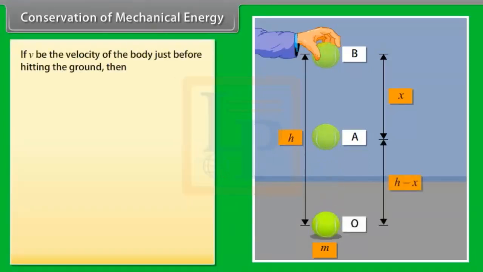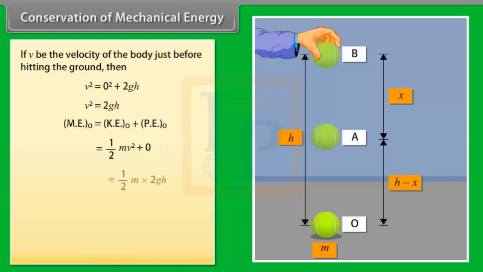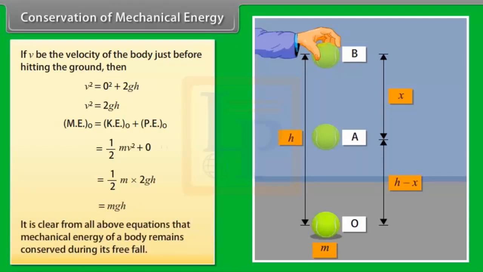If v is the velocity of the body just before hitting the ground, then v square is equal to 2gh. Here, mechanical energy of the body at O is equal to kinetic energy of the body at O plus potential energy of the body at O. By calculating it, we get mechanical energy of the body at O is mgh. It is clear from all the above equations that mechanical energy of a body remains conserved during its free fall.